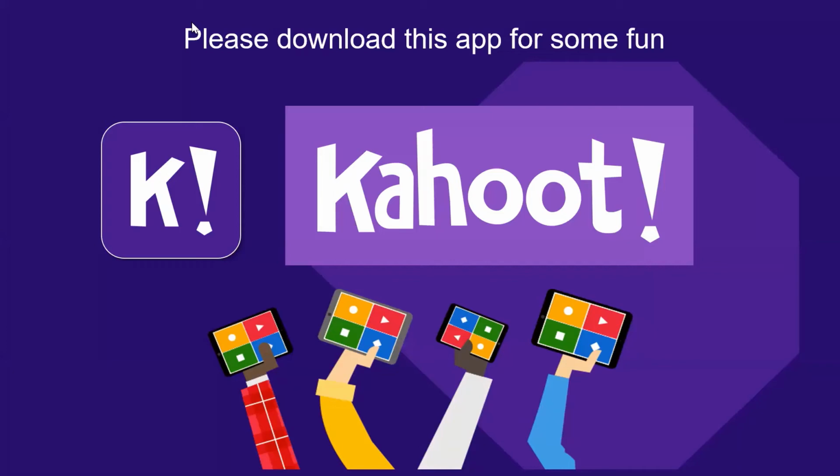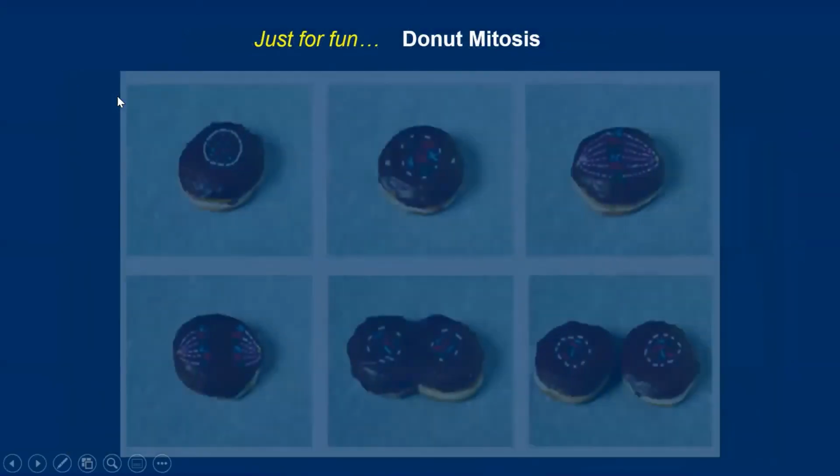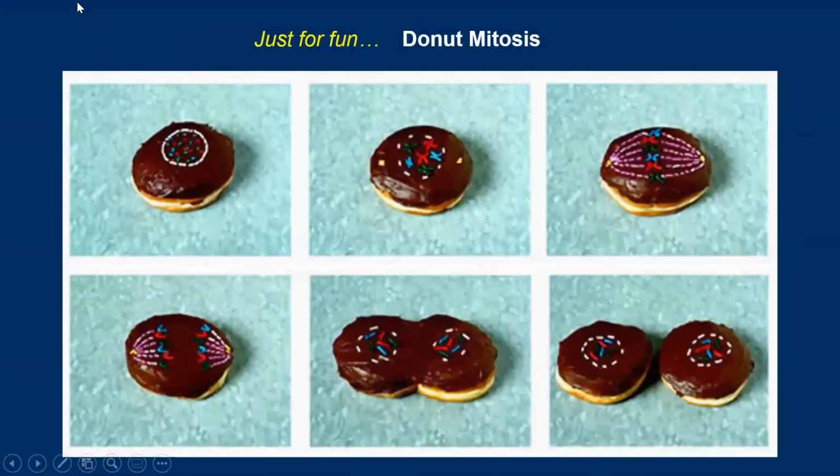It's just one way we're going to try to break up the classes a little bit, because I understand that sitting in front of a screen and just sitting there passively for a while gets a little tiring. So the Kahoots will hopefully break things up a bit. And the last part of the course outline, just for fun, donut mitosis, if only. Look at that. Doesn't that look delicious? Of course, everyone's thinking about dinner now.